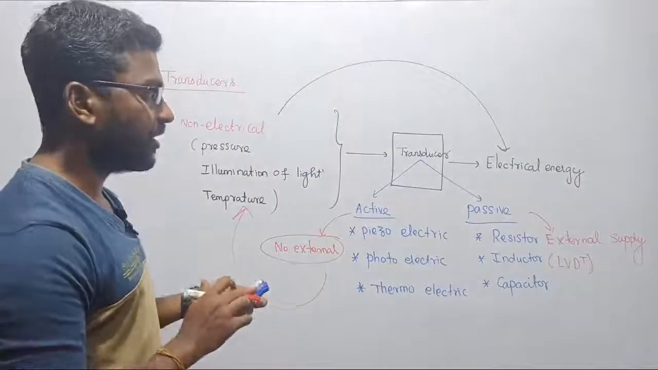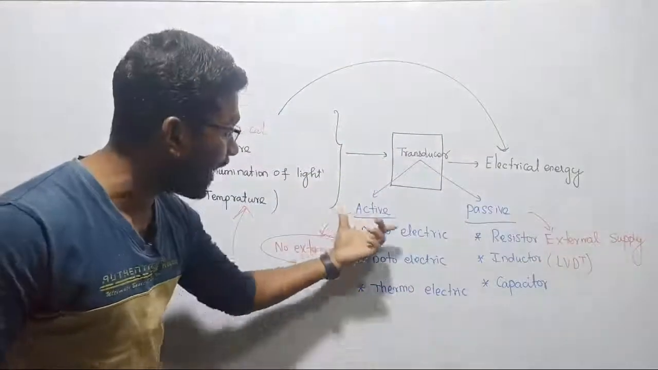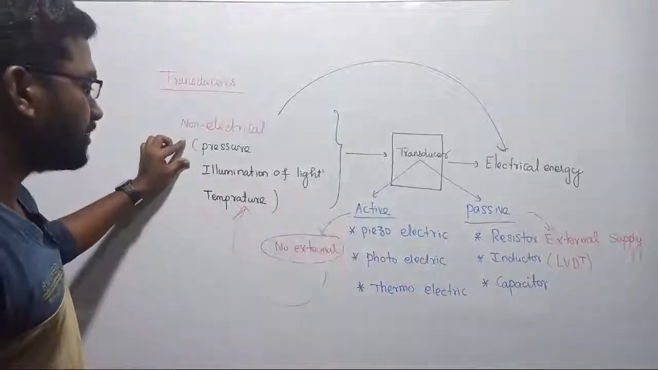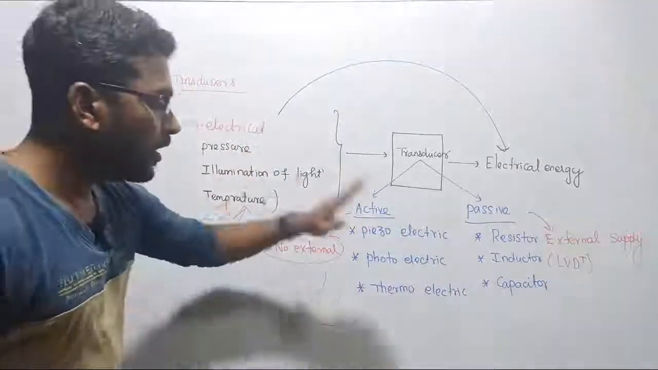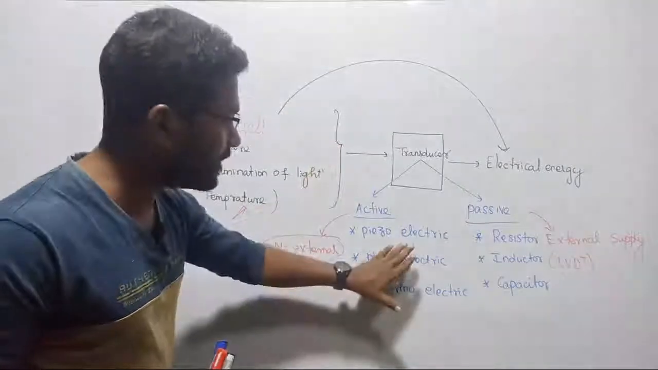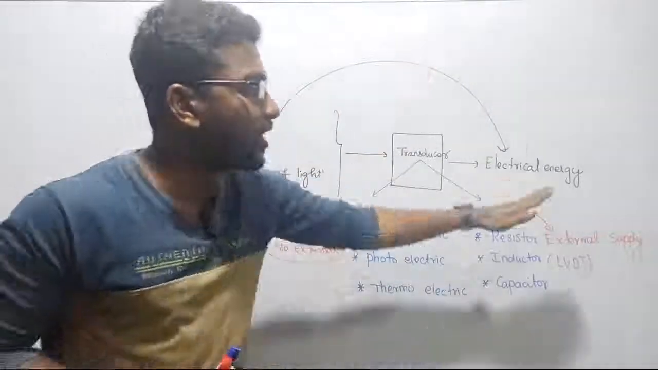I am repeating once again. We convert the energy from non-electrical to electrical with the help of active transducers, with the help of piezo, photo, thermo. Piezo is for pressure, photo is for illumination of light, and thermo is for temperature. So active transducers play with the physical quantities and convert the energy from non-electrical to electrical quantity.